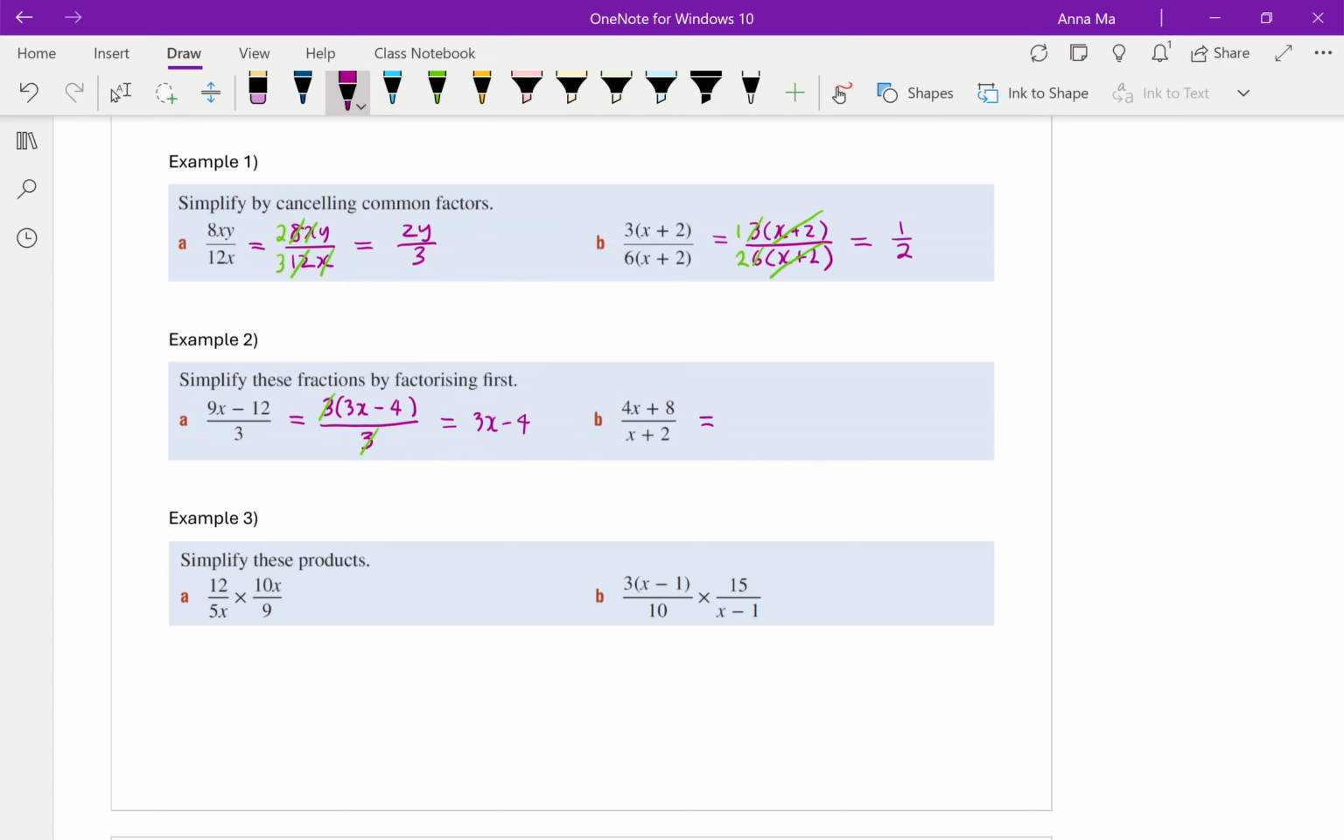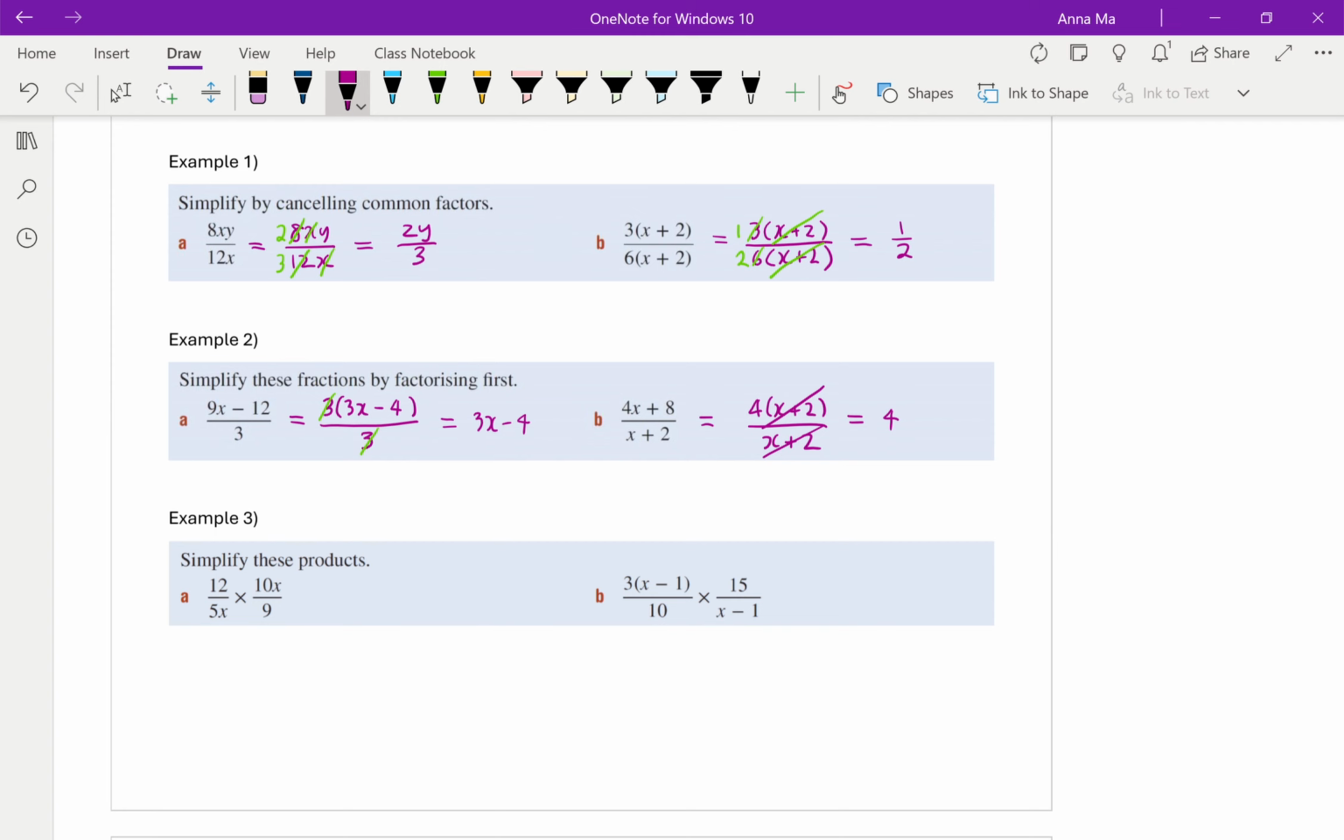Part B, similar. So on top, I think I can factor out a 4 from both of the terms. So I get 4 bracket x plus 2 over x plus 2. So I can see that the top expression is exactly the same as the bottom. Let me change the color of the pen. Cross, cross, and then I'll just have 4 left over, and that's it.